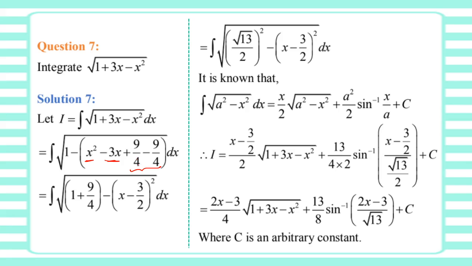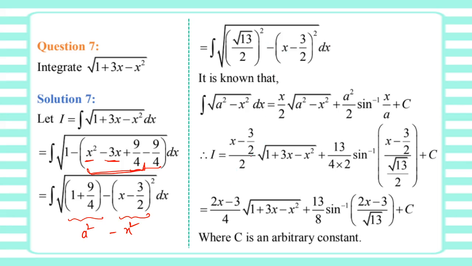Now x square minus 3x plus 9 by 4. a square plus b square minus 2ab will form an identity of a minus b whole square. It means x minus 3 by 2 whole square, this. And we will be left with 1 plus 9 by 4 here. So now this is format of a square minus x square, where a square is 13 by 4 and we can write down as root 13 by 2 whole square. Right? A square minus x square.